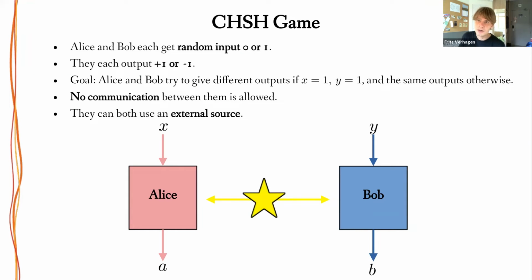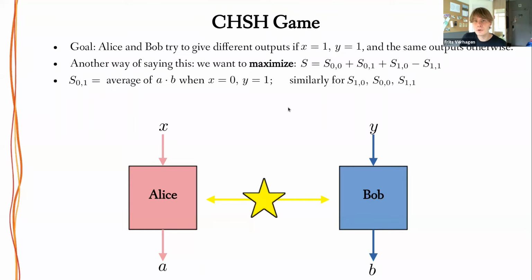What is allowed is that they are allowed to use an external source. What I mean by an external source can actually be anything. It could be the time. They could look at the amount of seconds at the current time, and if that is an even number, they could output +1. If it's an odd number, they can output -1. Or they can look at the intensity of a star, the sun, for instance, and then use some measurements to output a +1 or a -1. It doesn't matter. As long as they don't communicate with each other, everything is allowed.